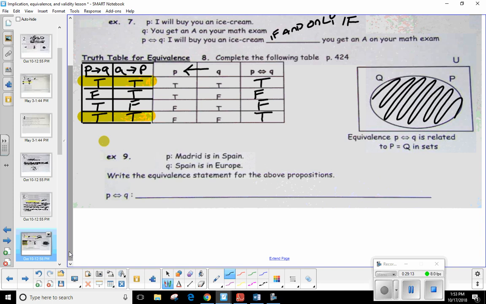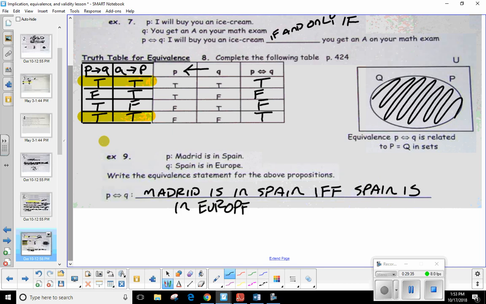Okay, Samir, what do you got? Madrid is in Spain if and only if Spain is in Europe. That is exactly right.